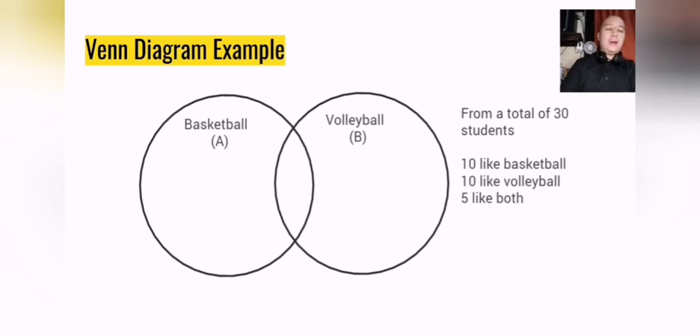Now, for a sample problem, let's say there are a total of 30 students. And from those 30 students, 10 people have said they like basketball. Another 10 students said that they like volleyball. And then there are 5 students who like both. They like basketball as much as they like volleyball. So how are we going to plot that example into a Venn diagram?